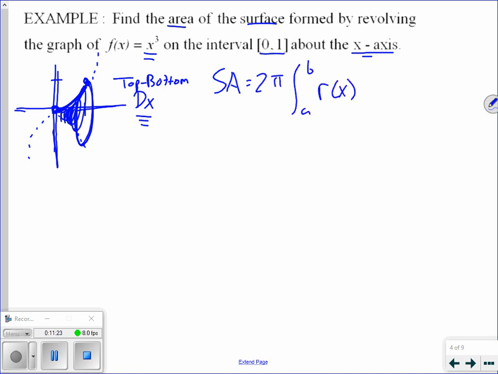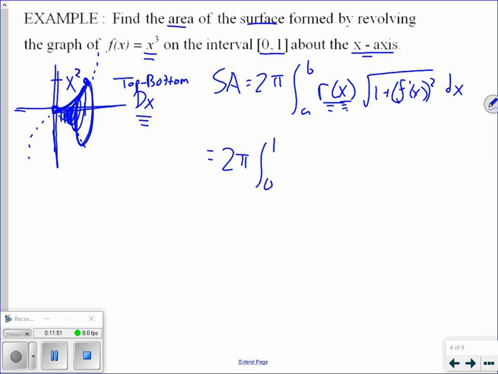R of x, right? X in this case, is the square root of 1 plus f prime of x squared dx. So just fill in the numbers, and you got your answer. So 2 pi going 0 to 1. R of x, remember, is just the difference. It's our radius, the difference between our function and the line of revolution. Well, our function is x cubed, and our line of revolution is 0, so that's just x cubed minus 0, or x cubed.